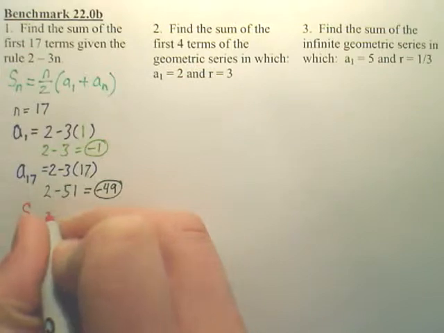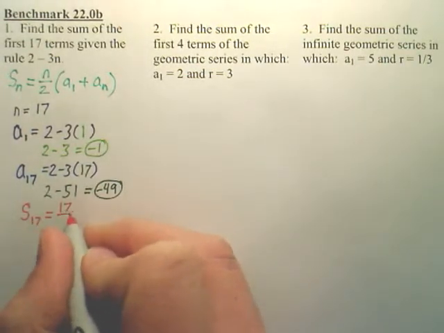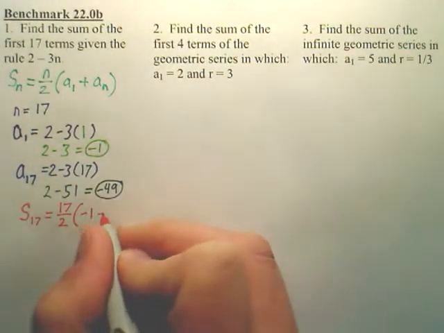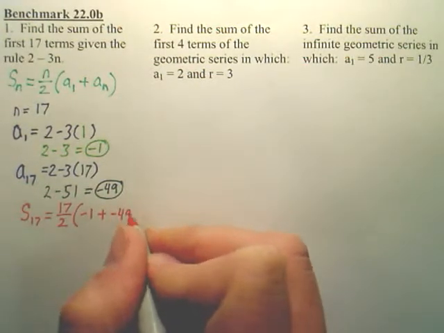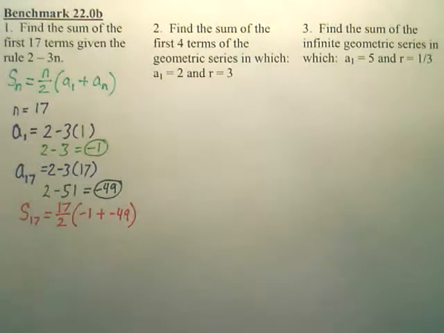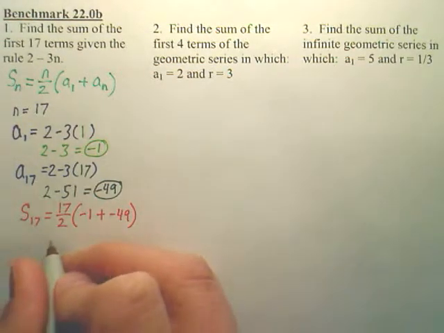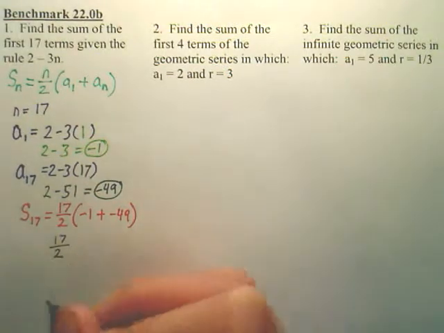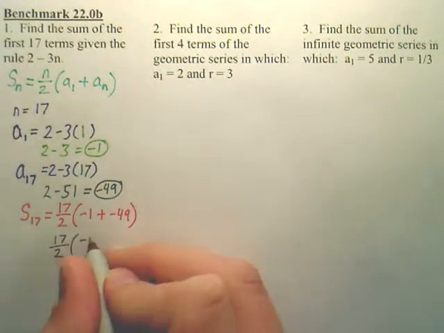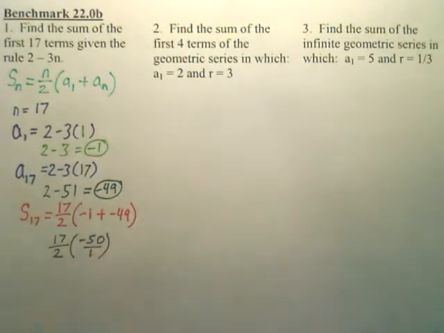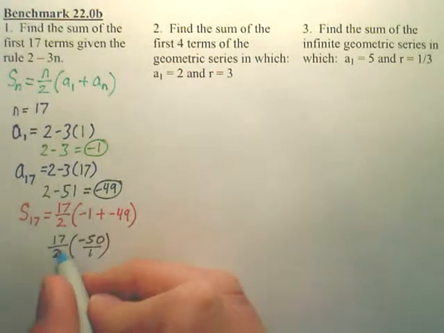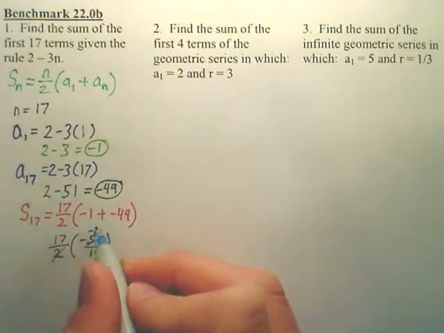So S17 is going to be the number of terms divided by 2 times the first term plus the last term. So this right here gives us what, negative 50? So you got 17 over 2 times negative 50. Can I put that over 1? This makes it a little bit easier for some people. Because watch right here. Is it easier to cancel the 2 with the 50 than the 2 with the 17? So won't that give me what, negative 25?